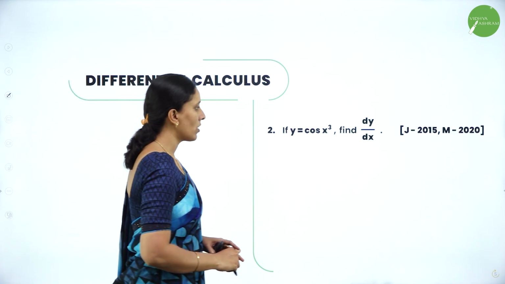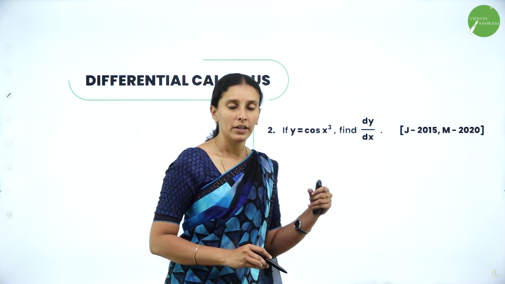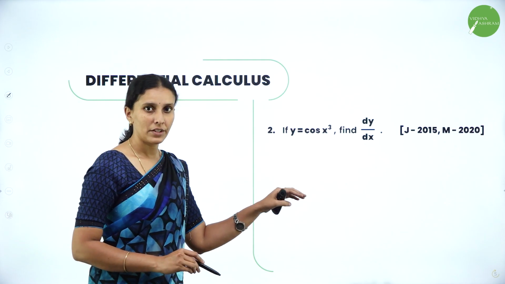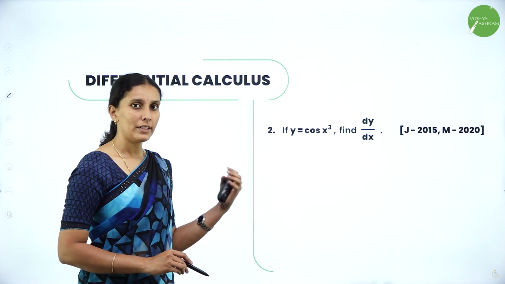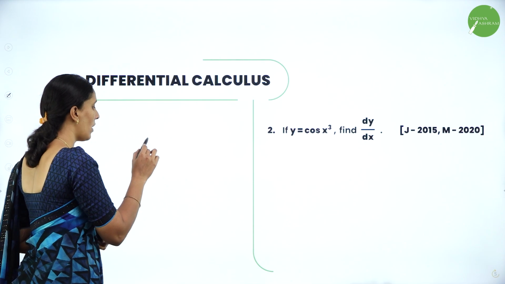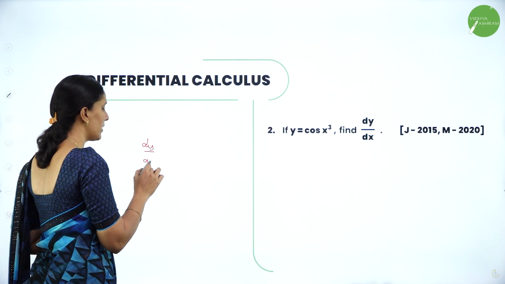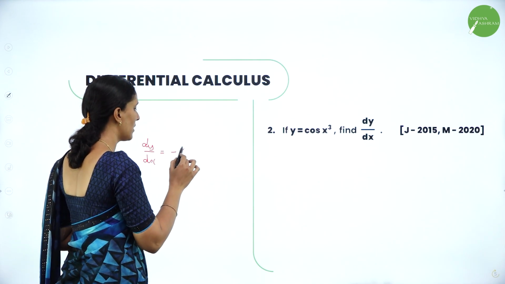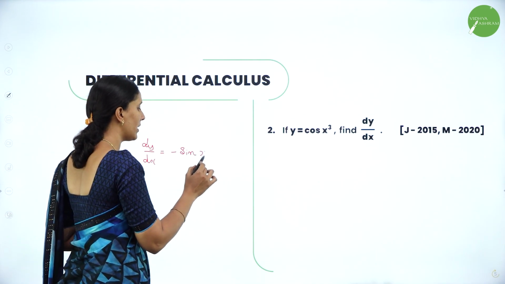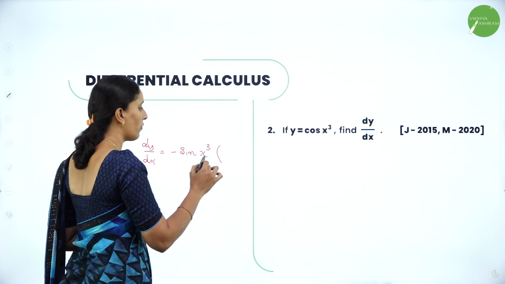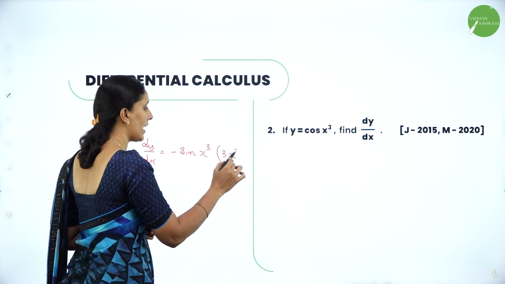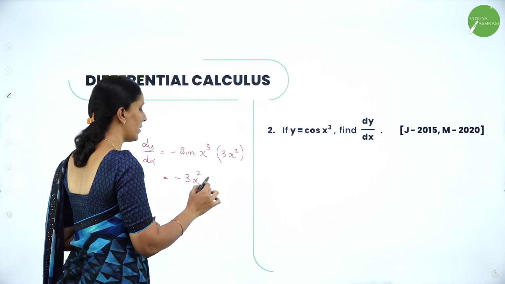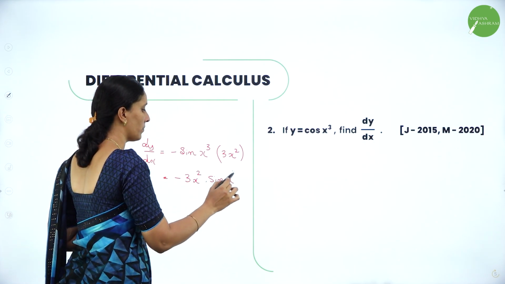If y is equal to cos x cube, find dy by dx. We know that derivative of cos is minus sin, but we have x cube as one more function. So let us apply the chain rule. So now dy by dx is equal to, derivative of cos function is minus sin, so it will become minus sin x cube, and derivative of x cube is 3x square. So therefore we can write this as minus 3x square into sin x cube.